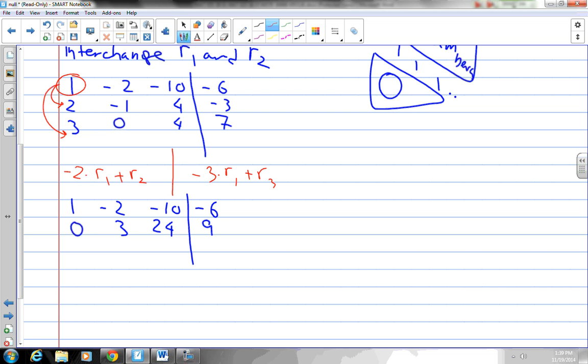So now see what happens. Again, you'll get 0 here. But then it's negative 2 times negative 3 is what? 6 plus 0, 6. Negative 10 times negative 3 is 30 plus 4, 34. And then negative 6 times negative 3 is 18. And then there is 7, so 25.